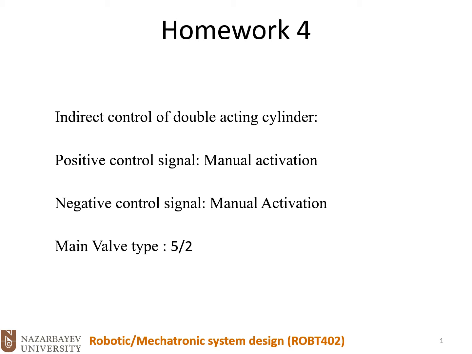So this homework 4 is about indirect control of a double acting cylinder. Again, let me remind you about indirect control. It means that we have a secondary valve, or control valve, that sends a control signal to the main valve and controls the main valve. The positive control signal is manual actuation of the control valve, and the negative control signal is also a manual actuation of the control valve. And the main valve type is 5x2.